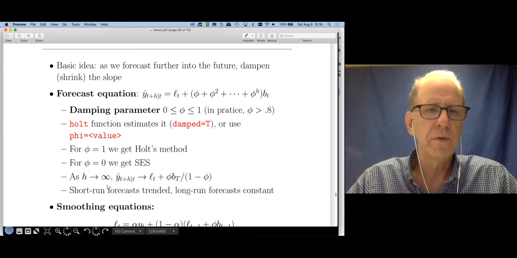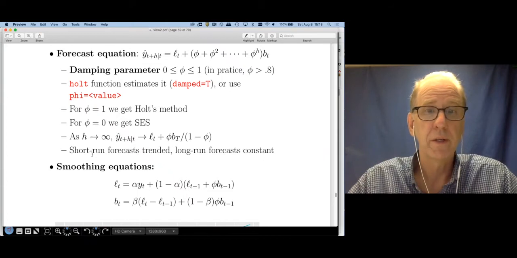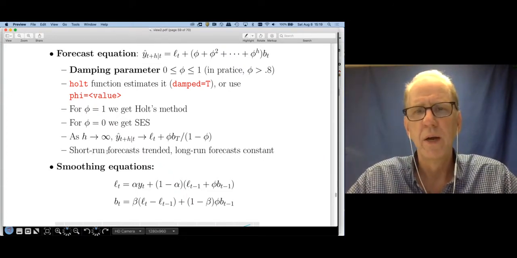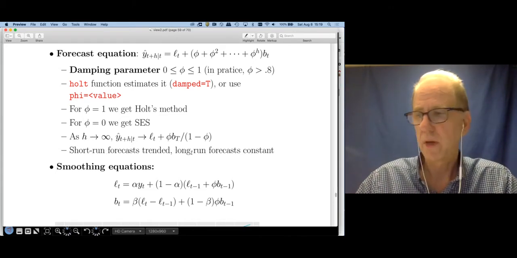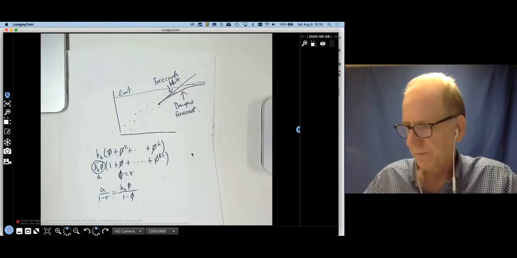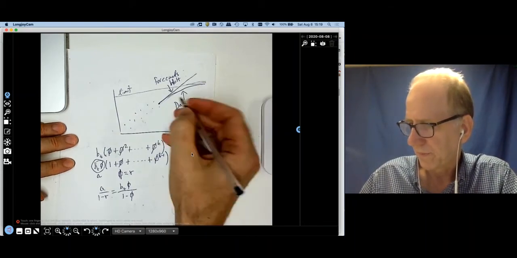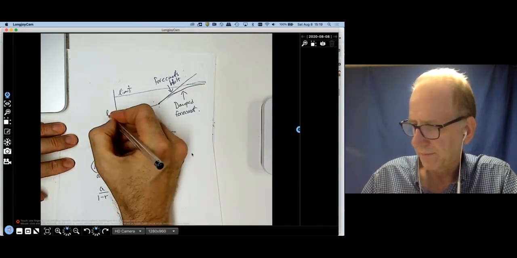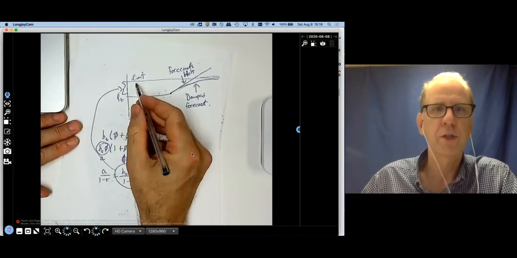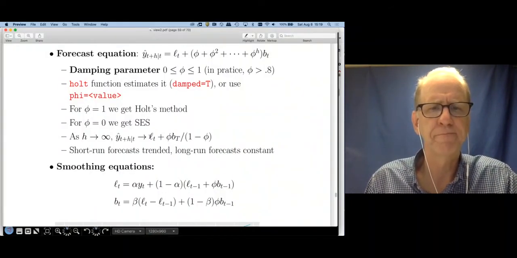So if you want this in English, short-run forecasts follow a trend, this increasing or decreasing trend, whichever way b_t is going to take you. But the long-run forecasts approach some constant, as they did in my picture here. So you can think about, this is your l_t. And then this is that constant right there. That's how much this thing goes up by, which is exactly what's written here.